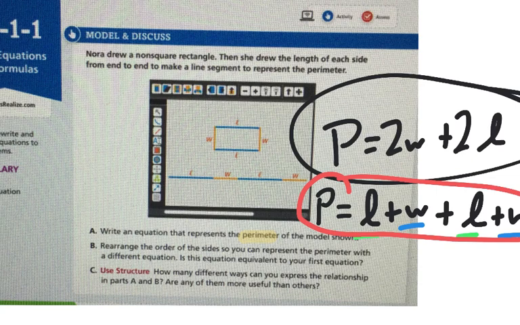Now, how many different ways could we express the relationship in parts A and B, and are any of them more useful than others? I'll be honest with you, I don't know if one's more useful than the other. To me, I use this one more often, the one that's on top, just because it's a little more simple, looks a little prettier. But like I said, we could rearrange them lots of different ways, but I don't know what would be better than others.